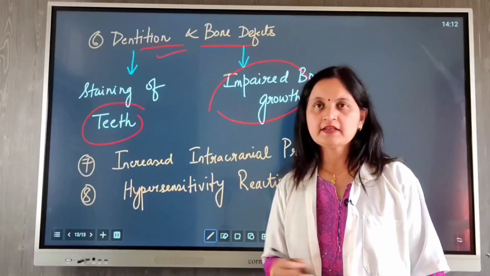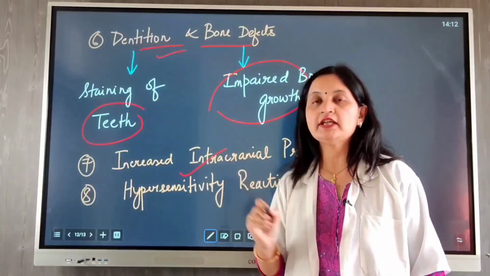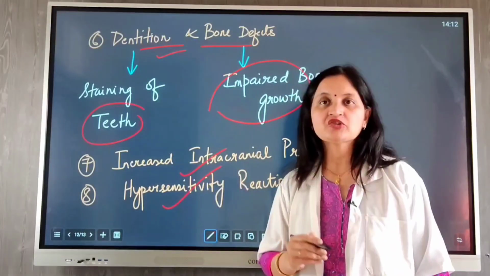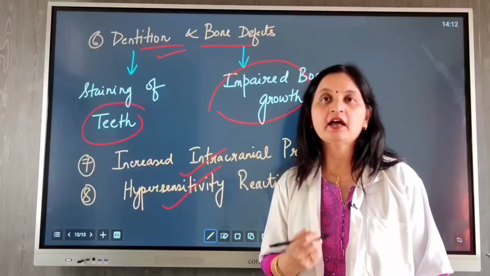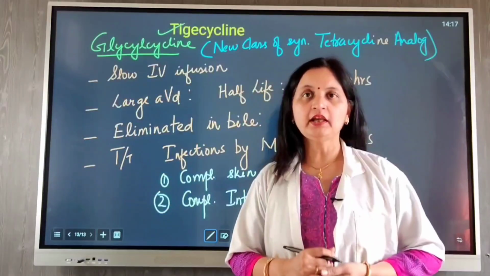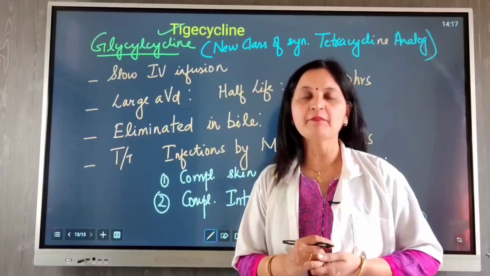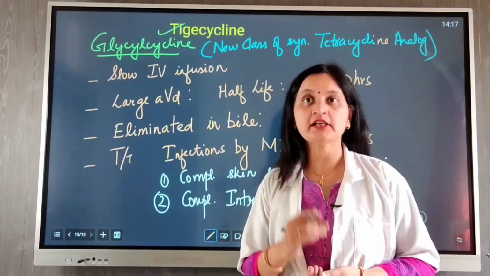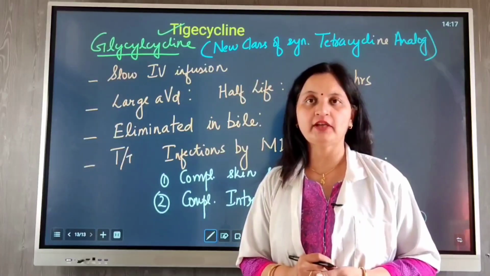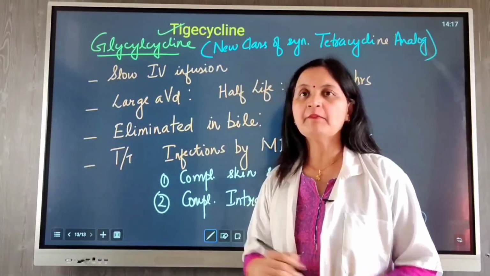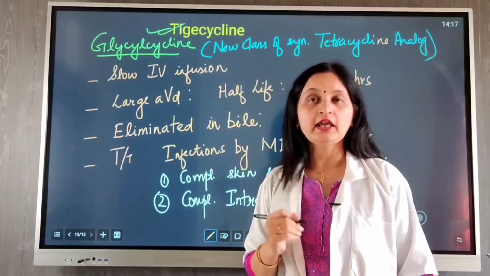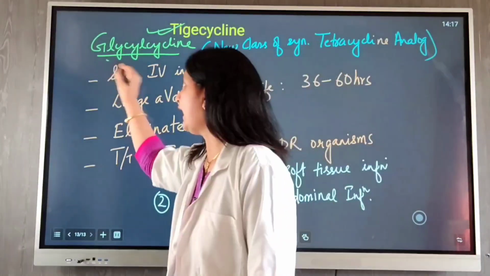The other side effects are increased intracranial pressure that is noted in infants, and also hypersensitivity reactions such as rash and urticaria have been reported with the use of tetracyclines. So till now we have covered the classification, pharmacokinetics, mechanism of action, antibacterial spectrum, therapeutic uses and adverse effects of tetracyclines. Now speaking about Tigecycline, which is a new class of tetracycline analog, it is a glycylcycline antibiotic.